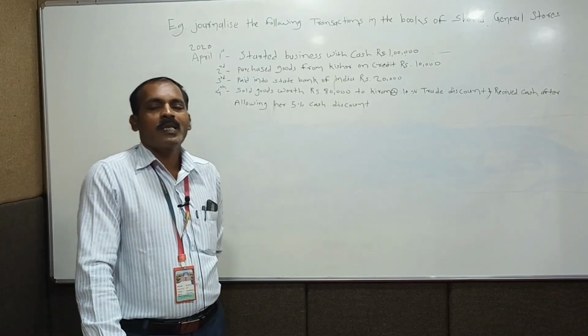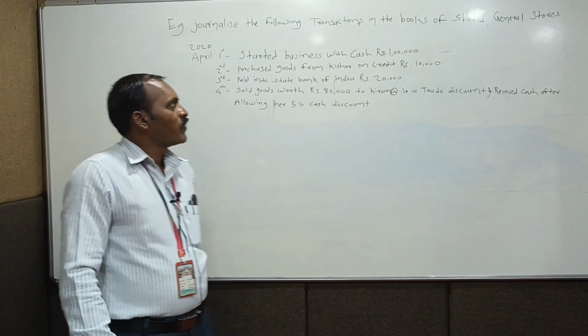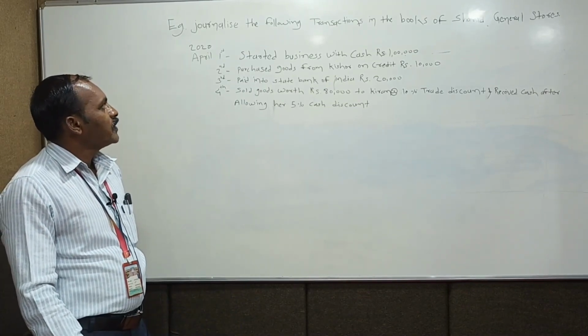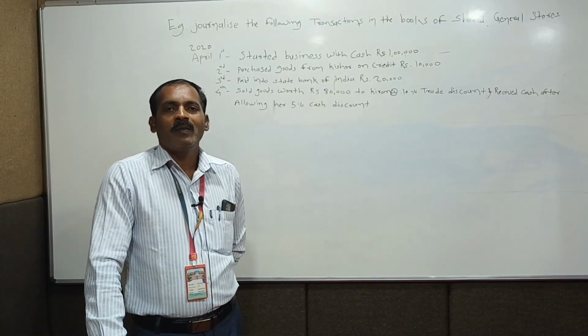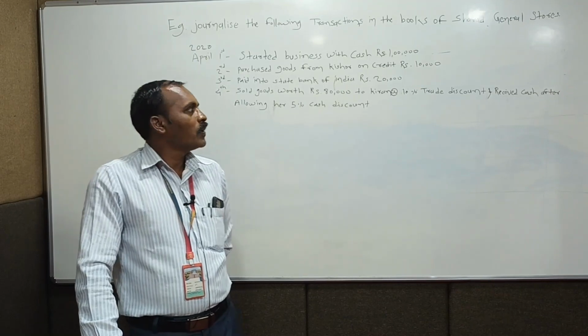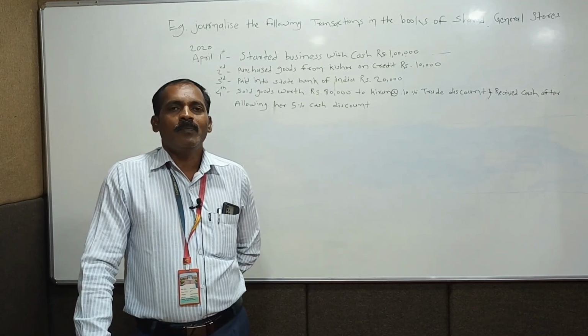So these transactions, how to record them in the journal, I will explain that. The first transaction is 2020 April 1st, started business with cash rupees 1 lakh. In that transaction, the business was started by the proprietor and the amount invested into the business is rupees 1 lakh. So in this transaction, two accounts are involved. First is the cash and second is the capital.